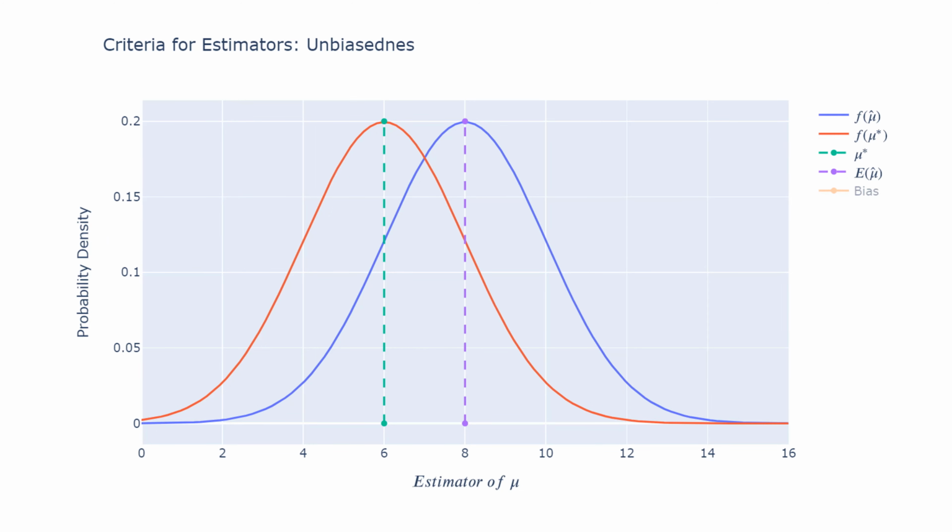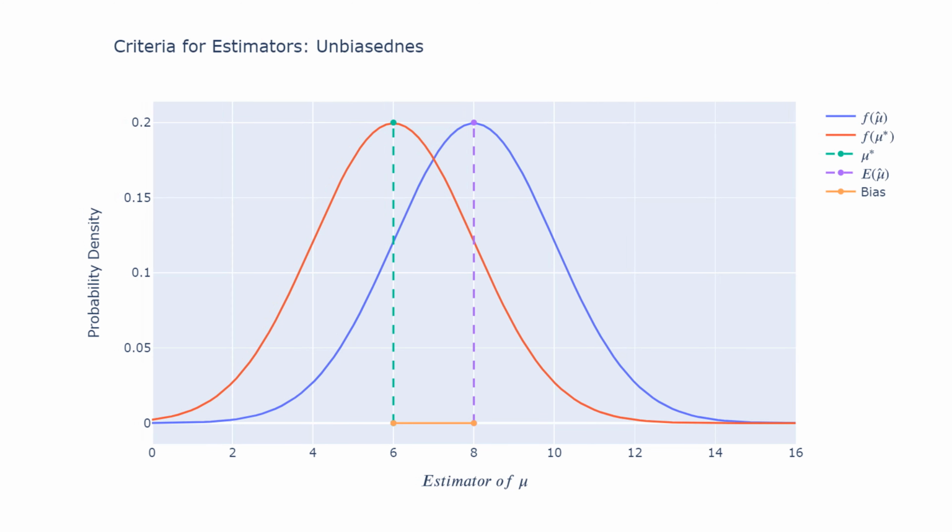If I average all the samples, I get mu hat equal 8. It is this vertical purple line. The data suggests that the parameter of population is 8, but we know that the true value is 6. What is bias? Bias is this orange line.